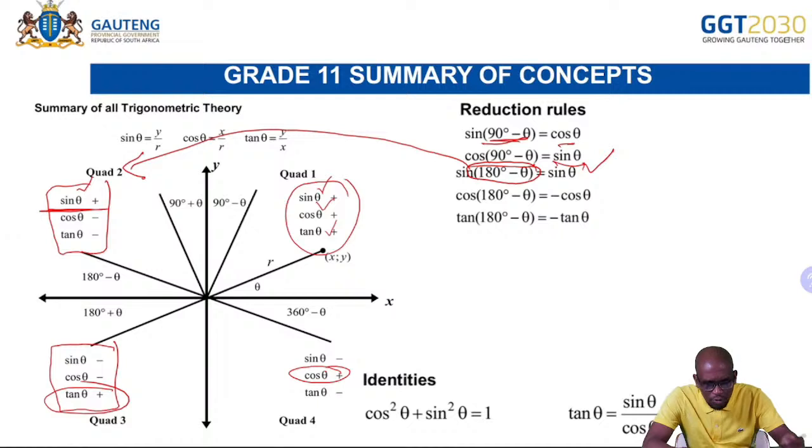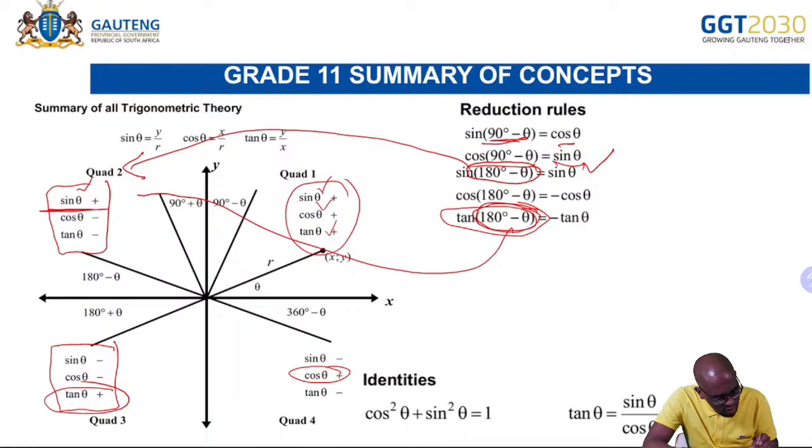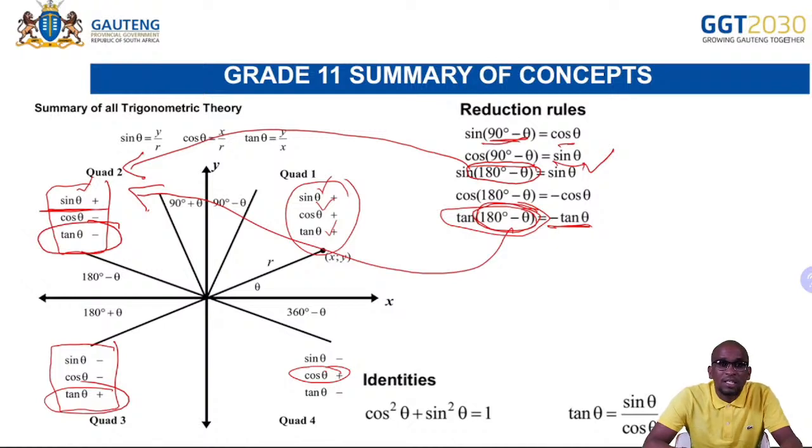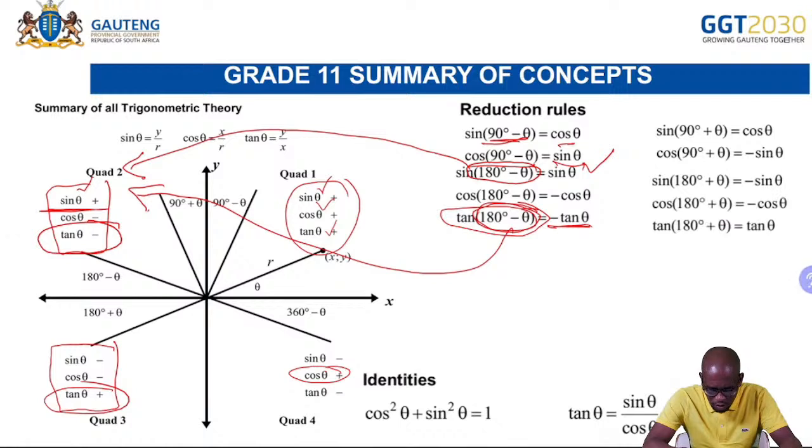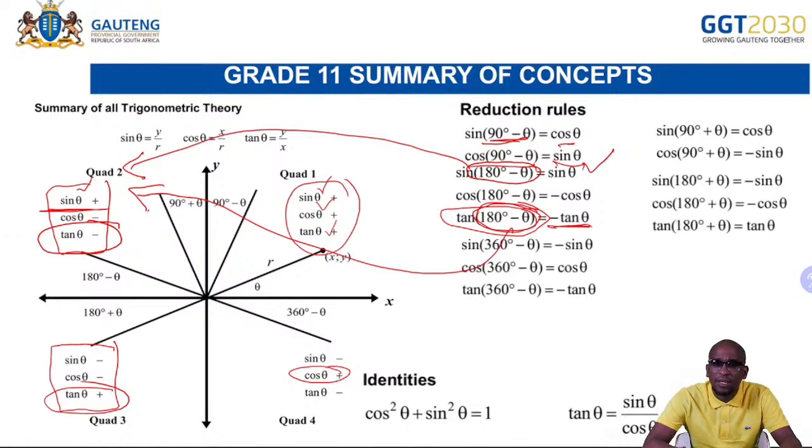That is why we are obtaining the positive sine theta. And then from there, if it's at the tangent of 180 minus, you locate where 180 minus is, obviously in the second quadrant, and tan is negative in that quadrant. That is why here we have negative tan theta, like that. So it goes on and on, the reduction rules that we looked at. So this is just the summary of what we did last week.